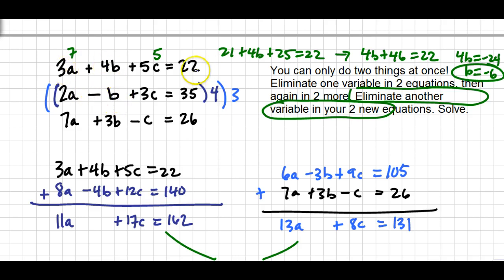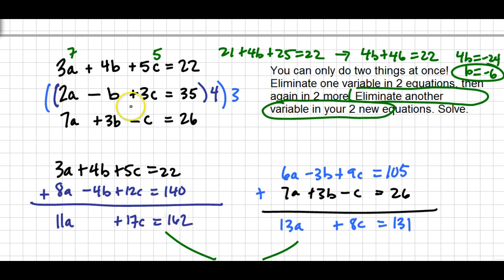So I took the top equation and the bottom equation, and I decided to first multiply the middle equation by 4. When I did that, I got this equation down here with the dark blue. The top equation stayed the same. Then when I added vertically, the b's canceled and I ended up with 11a plus 17c equals 162.